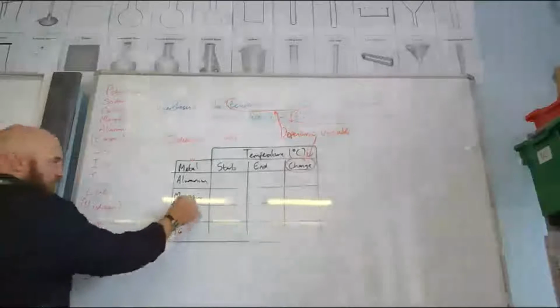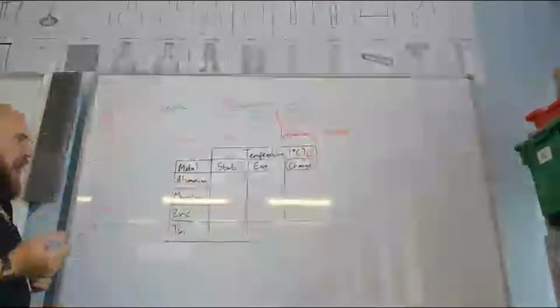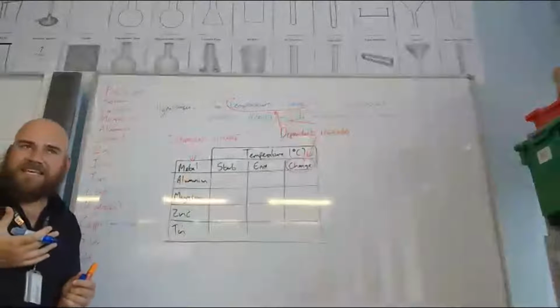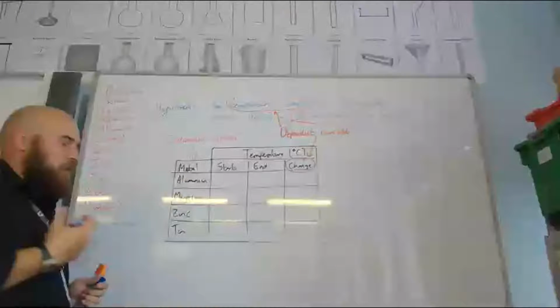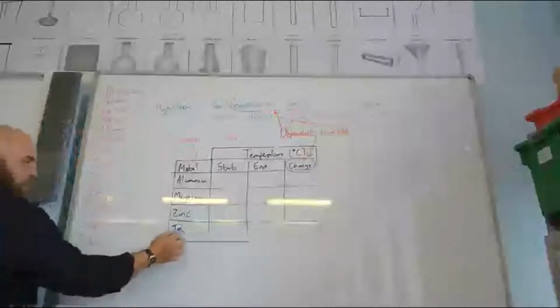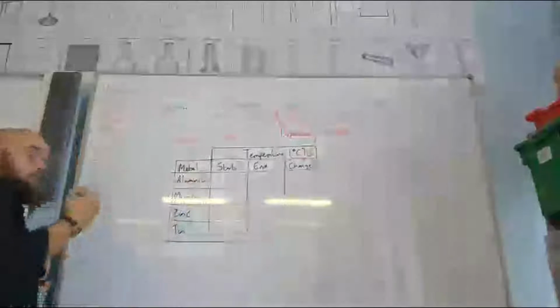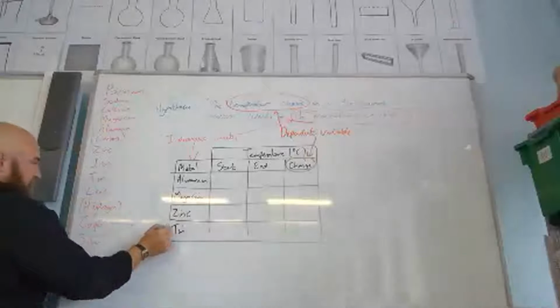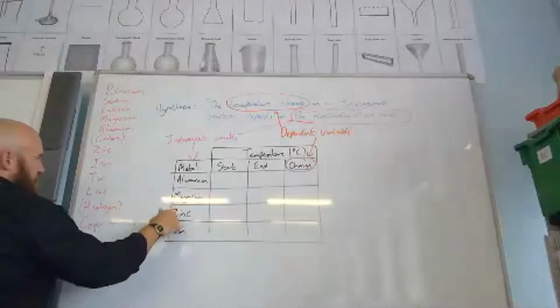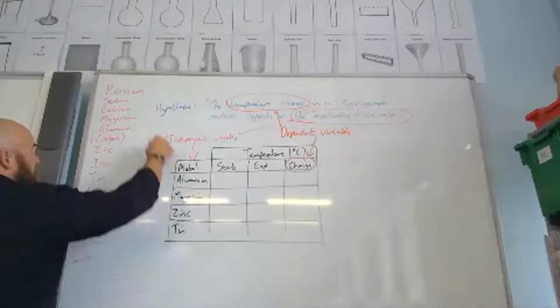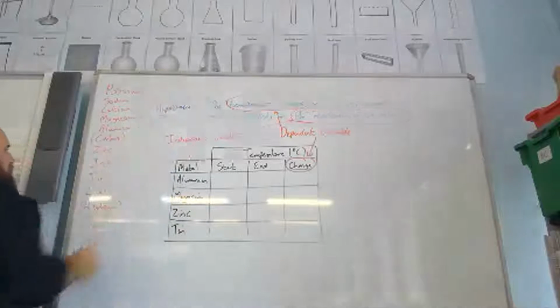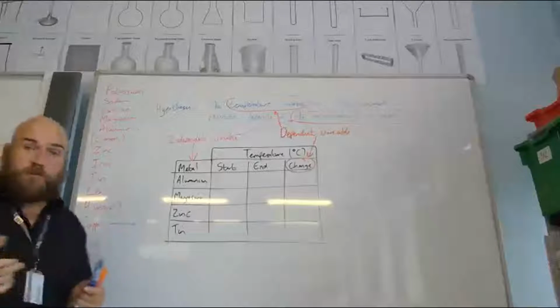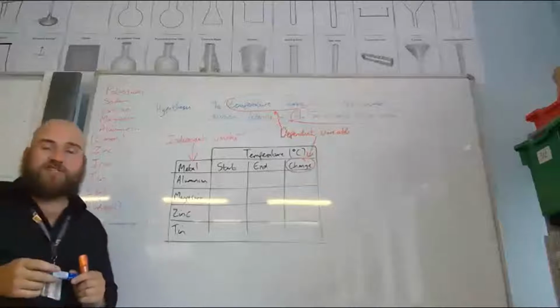Do these four metals have enough reactivity to be able to displace copper from copper sulfate? So we're making sure that all four of these are above copper in the reactivity series. Tin is there, zinc is there, magnesium is there, aluminium is there. So we should be able to see a reaction take place.